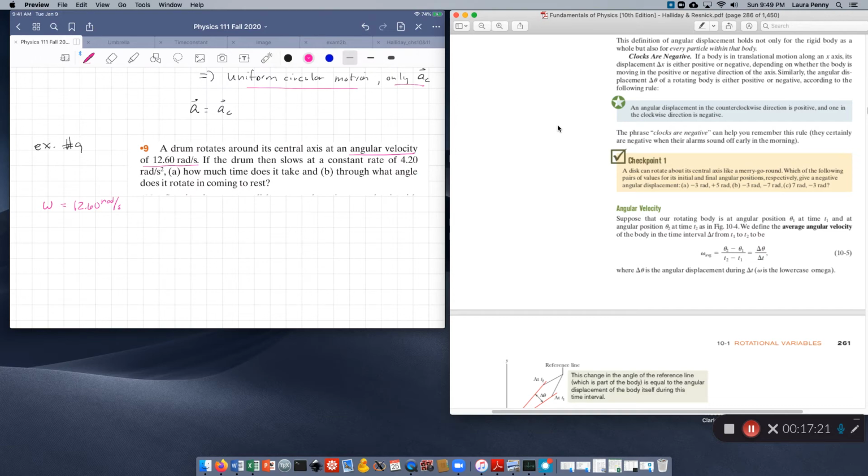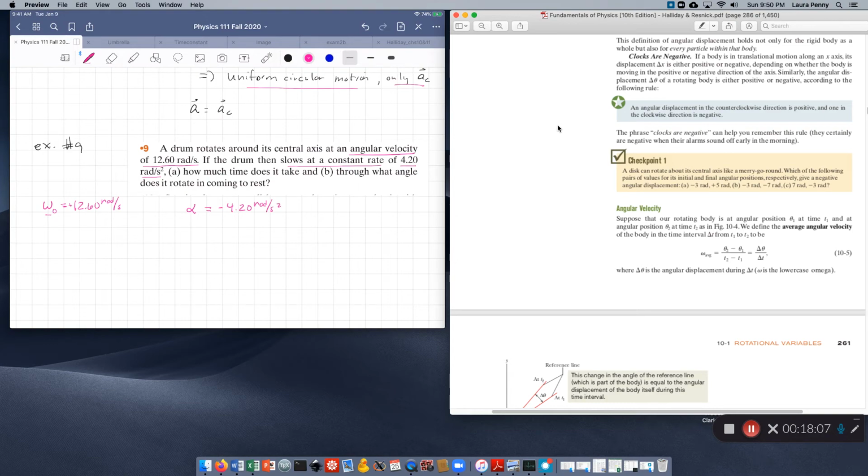And then it does say if the drum then slows at a constant rate. So this is the initial omega. This is the initial angular velocity. It then tells me it slows at a constant rate of 4.2 radians per second squared. Though it says it slows at a constant rate, and then it has the units for angular acceleration. So this is alpha. And it says slows at a constant rate. So that means that omega naught and alpha need to have opposite signs. And so I'm going to go ahead and just say this one is positive and this one is negative.